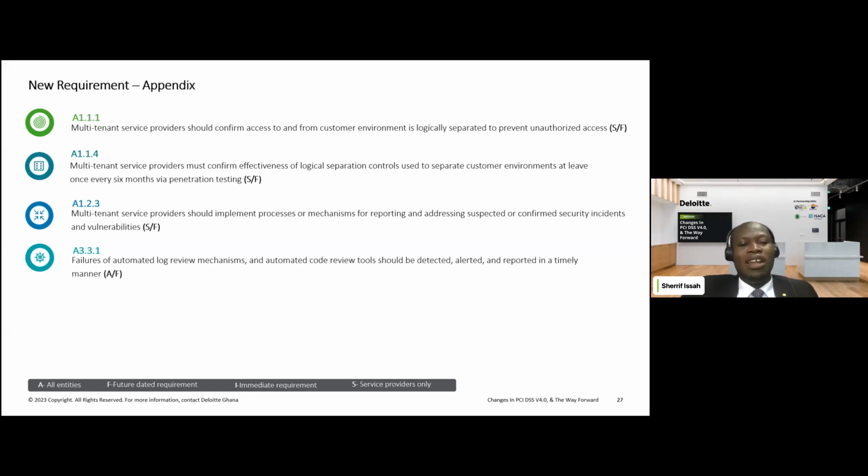Then A1.2.3 tells them that those service providers should implement a process or mechanism for reporting and addressing suspected or confirmed security incidents or vulnerabilities. So you should have laid-down procedures, especially a point of contact and escalation point, and even the entire procedure. They need to put that in place and make it available for the tenant to report suspected or actual incidents or vulnerabilities. Then A3.3.1 says that failures of automated log review mechanisms and automated code review tools should be detected, alerted, and reported in a timely manner. As earlier indicated, it's similar to what we saw in the previous session, but this has its own kind of application. For those log review mechanisms and other tools, their failure needs to be promptly detected and acted on.